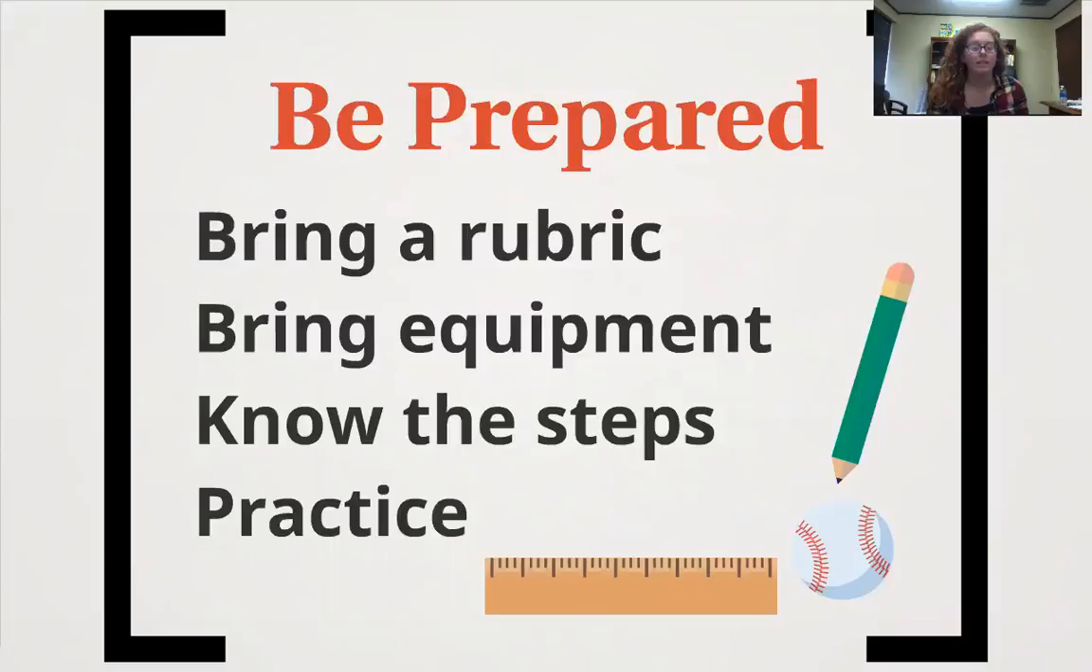If we're looking at technique, which is mostly what we're going to do in this class, then you have a sheet that tells you they didn't step, they stepped with the same foot as the hand they threw with, or they stepped with the opposite foot of the hand that they threw with. You have checks for those things. Okay, so you want to have that with you, and that makes sure that you're using an objective assessment.